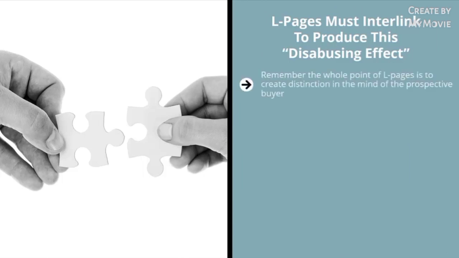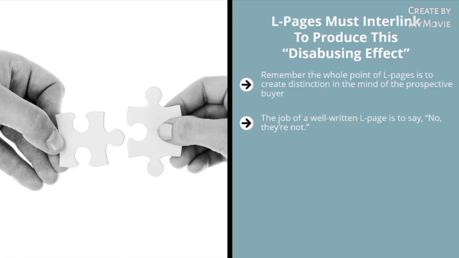Remember, the whole point of L pages is to create distinction in the mind of the prospective buyer. Prior to this point, they were at the K page level and they're basically saying, well, there are so many options out there and they're basically the same. The job of a well-written L page is to say, no, they're not. How do you make your case?